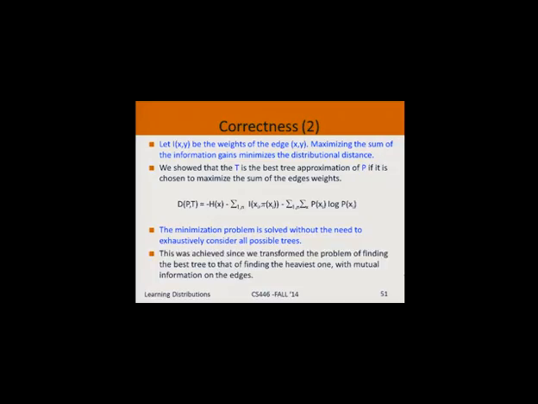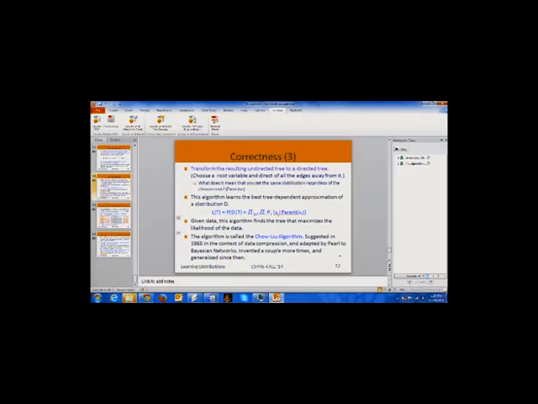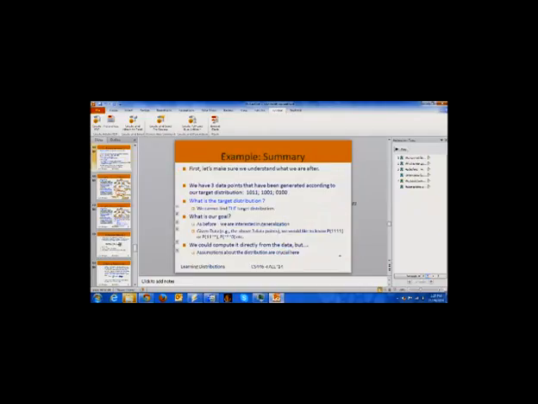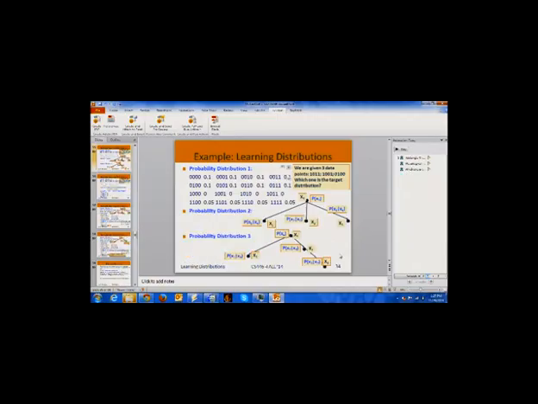The last step that I need to justify is the reordering of the nodes. Transform the resulting undirected tree to a directed tree. And as I said, I'm just doing it by choosing a root and directing everything away from it. So let me just make this a little bit clearer. Let's go to this picture that we had before. Yes, this one.